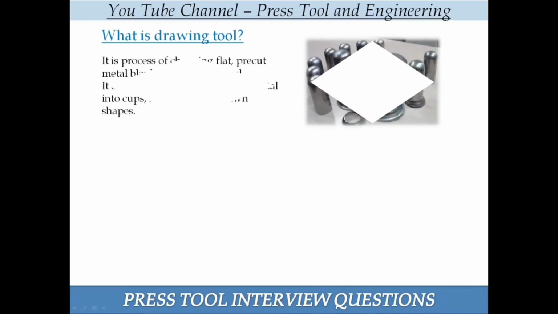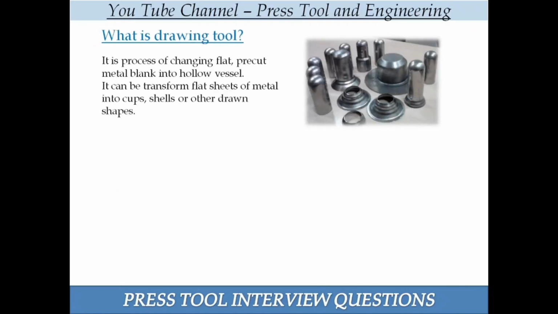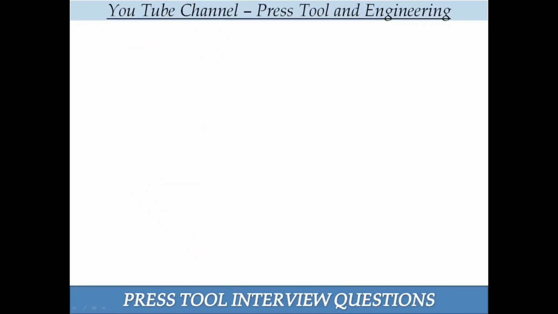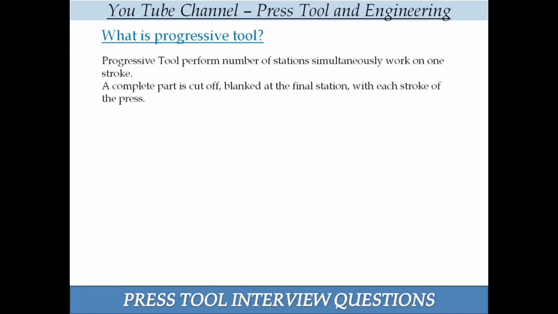What is drawing tool? It is a process of changing a flat pre-cut metal blank into a hollow vessel. It can transform flat sheet metal into cups, shells or other drawn shapes. What is progressive tool? A progressive tool performs a number of stations simultaneously, working on one stroke. A complete part is cut off the blank at the final station with each stroke of the press. We are showing the video, you can watch.